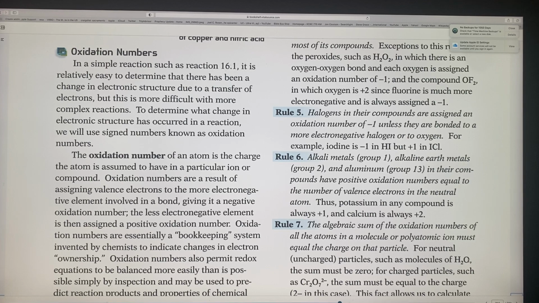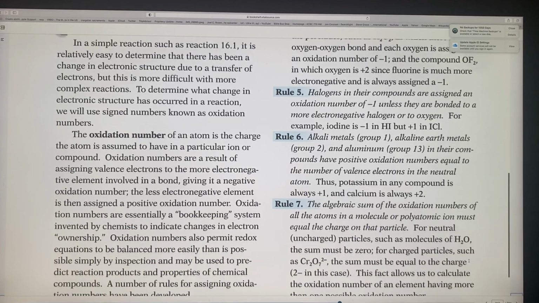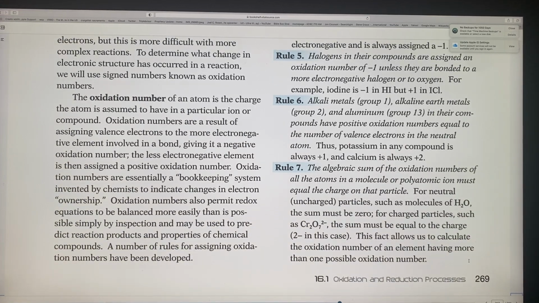And then rule 6, alkali metals, which are group 1, 2, on to 13, in their combinations just have the positive oxidation charge that they would normally have. So potassium would always be a +1, and calcium would always be a +2. But that's when they're alone. So the problem is now most of these atoms don't occur alone. They turn into molecules and bond together. And so rule 7 is how we bind them together and how we count them.